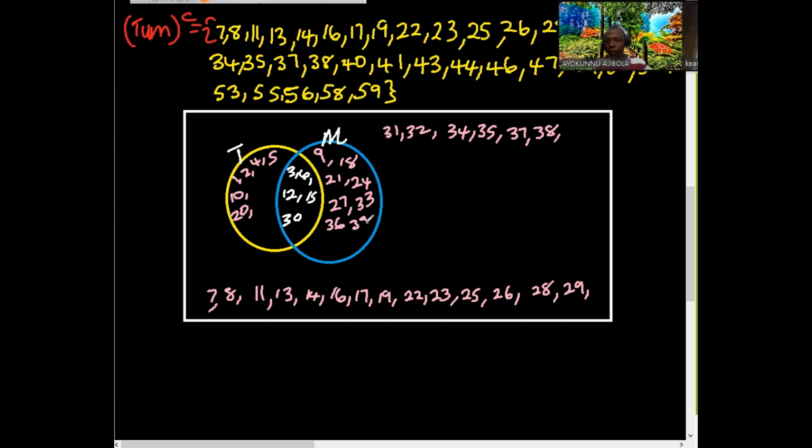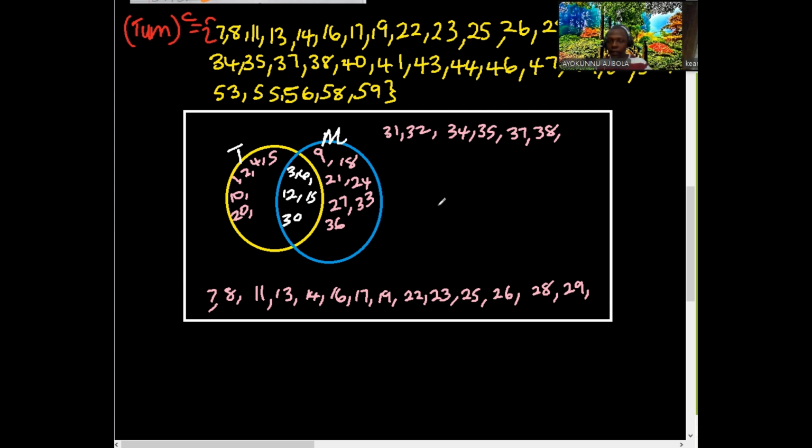There's no 36. There's no what? 36. Look on top. There's no 36. There's 34, 35, 37. Wait, 36 is a multiple of 3, right? Yeah. So it should be here, okay? Do you understand?